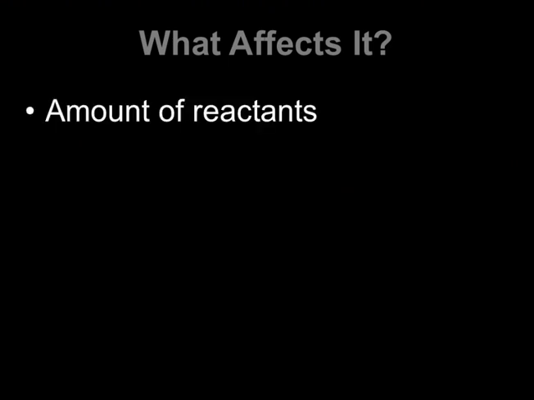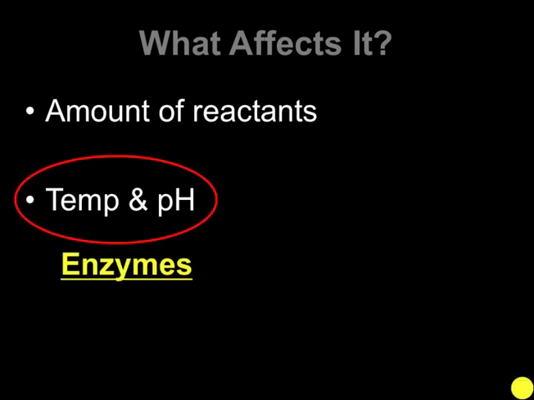So what affects photosynthesis? Well, the amount of reactants are definitely going to affect it. If there's no sun, you can't have photosynthesis. If there's no water, you can't have photosynthesis. Temperature and pH are also going to affect photosynthesis because this whole reaction is done by enzymes, and enzymes are affected by temperature and pH.